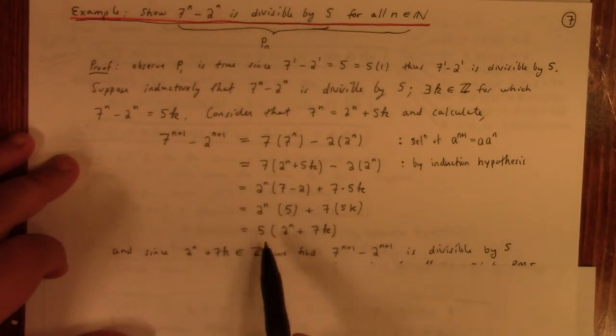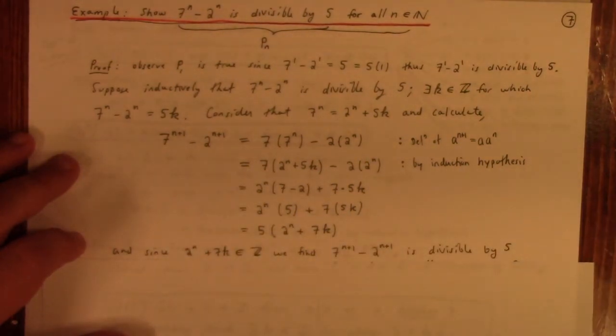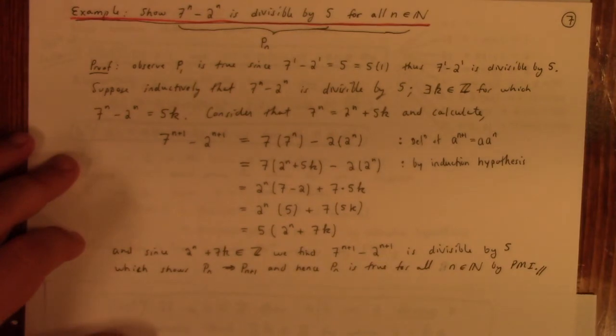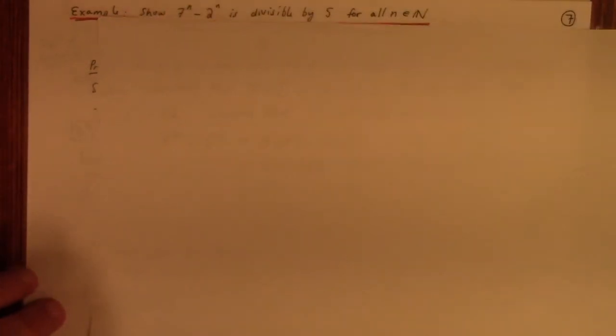which is to say that 5 divides 7 to the n plus 1 minus 2 to the n plus 1, which is to show that P of n being true implies P of n plus 1 true, right? Hence, P of n is true for all n in the natural numbers by proof by mathematical induction. Okay, there are nearly endless examples I could give you, but I hope those suffice to get us started.